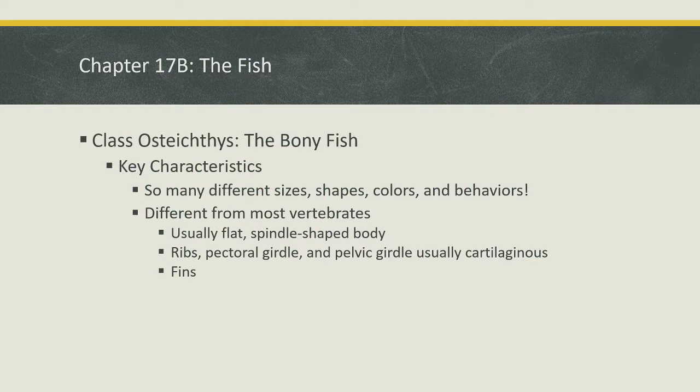So next bullet point: different from most vertebrates. How are fish different from most other vertebrates? Well, a few things. First of all, they usually have a flat spindle-shaped body. Flat, whether it be side to side flat or top to bottom flat.